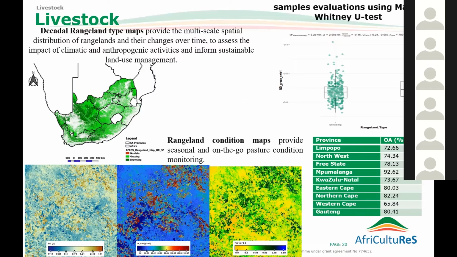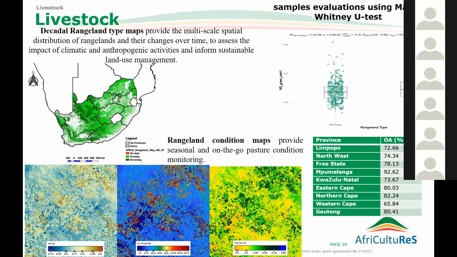Hello, everyone. I'm going to be presenting on the livestock services. We have two main products, which are rangeland types maps and rangeland condition maps. In terms of the rangeland types maps, we are characterizing the spatial distribution of the grazing and browsing resources for the Africultures pilot countries. As you can see on the map, you can see the distribution of the grazing areas.